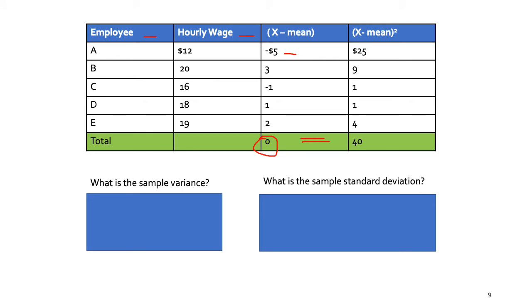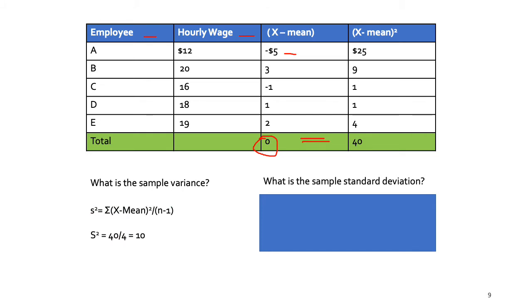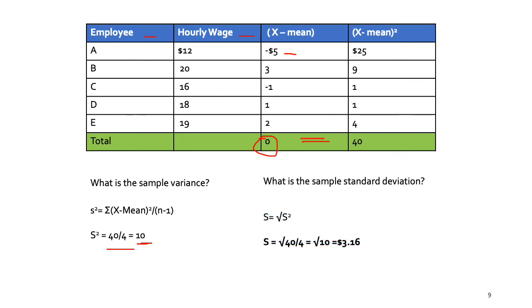So now let's find the sample variance. Sample variance is going to be 40 divided by n minus 1, in this case 5 minus 1 or 4, which gives us a variance of 10. And the standard deviation is the square root of 10, which gives us 3.16.